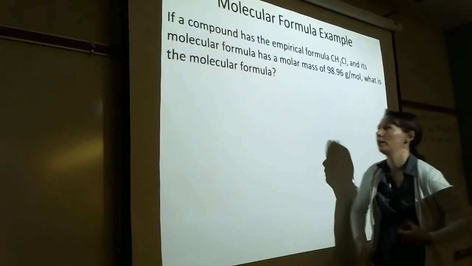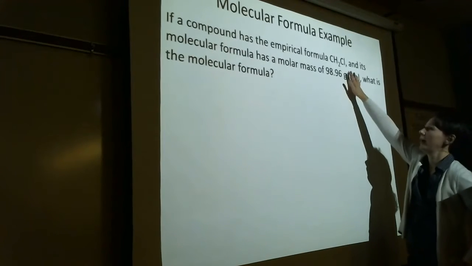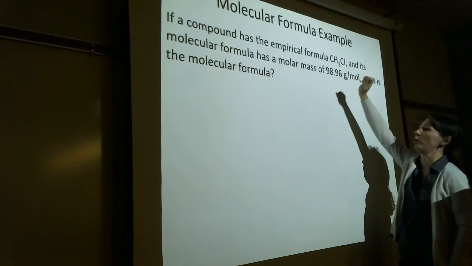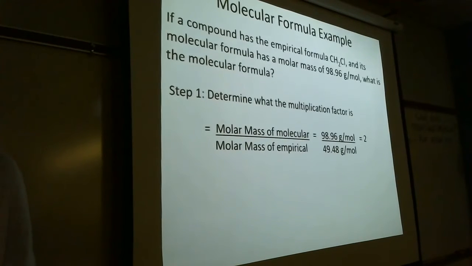So in this problem, if a compound has the empirical formula CH2Cl, which is what we just figured out in the previous problem, and its molecular formula has a molar mass of 98.96, that's what's given to me. How do I turn this empirical formula into a molecular formula? Well, I have to figure out what number I'm multiplying by. That 98.96 came directly from the problem. And where did that 49.48 come from? That's the molar mass of the empirical. Carbon is 12.011, hydrogen's 1.008, and there are two of them, chlorine 35.45. So I just added those all up. This divided by this, rounded to the nearest whole number, is 2. So that's what the factor is.